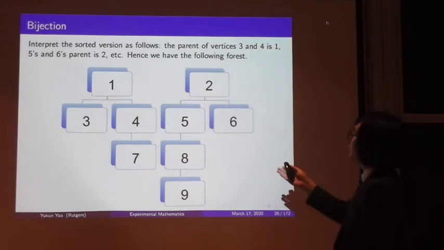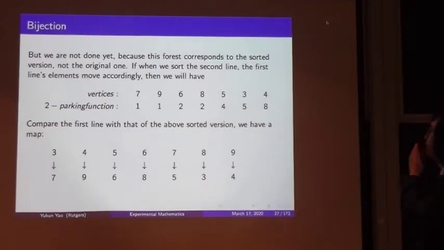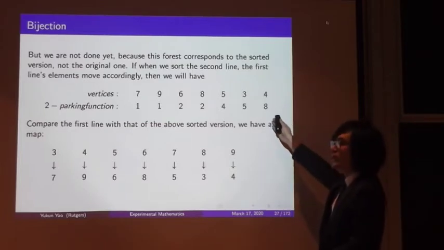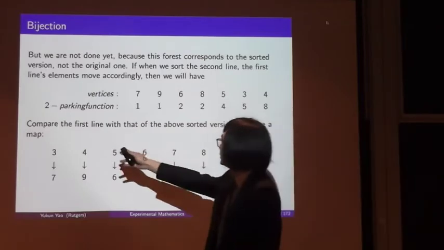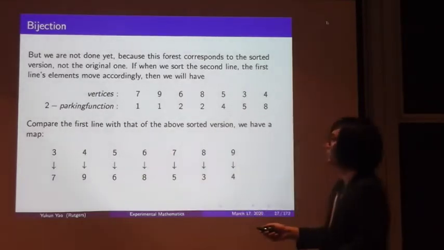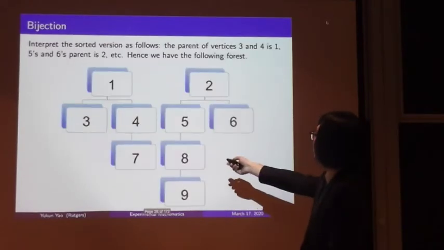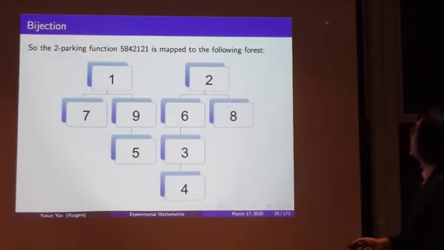But we are not done yet. This forest is for the two-line notation after sorting the second line. When we sort the second line, we also move the first line's elements accordingly. Then we will have this two-line notation. We compare this with the previous one. Then we have a map from 3 to 9 to 3 to 9 itself. So what we need to do is just do this transformation on this forest. Then we will have our labeled rooted forest.